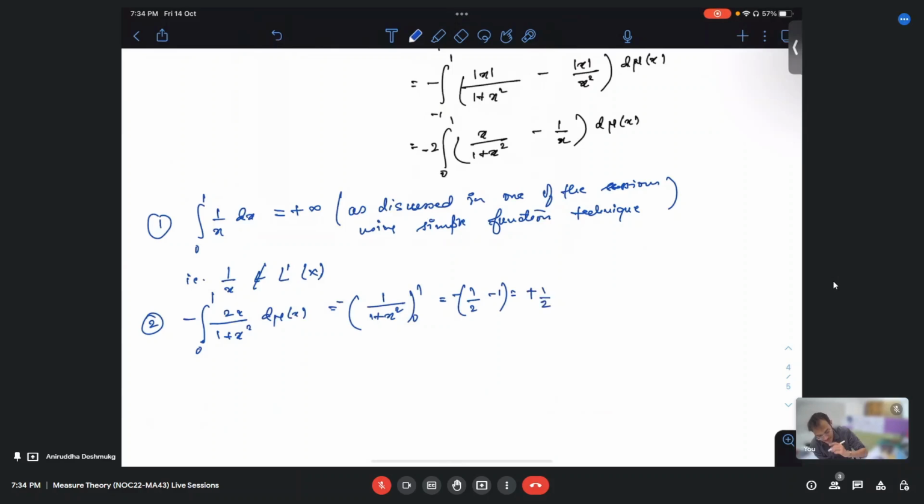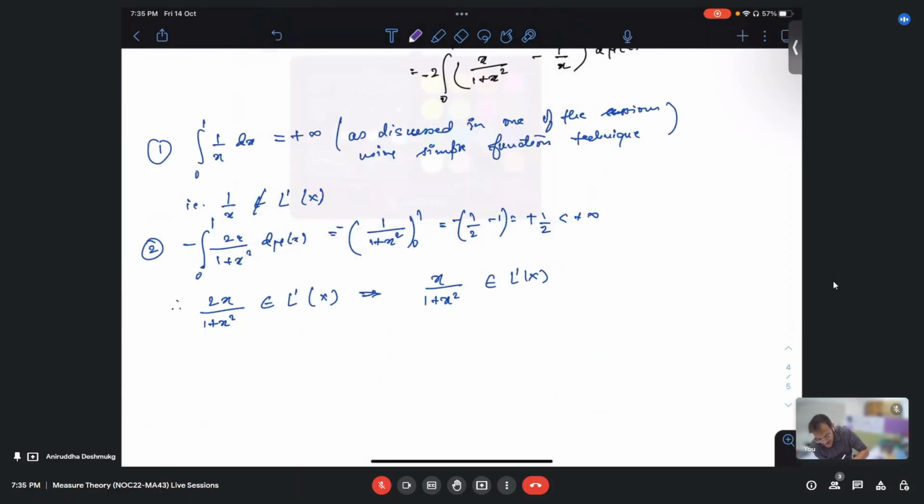Plus half. Yeah, so this is finite, and this is a non-negative function. Therefore 2x over 1 plus x square is actually in L1, which means x over 1 plus x square is in L1. Now, we know that L1 is a vector space.